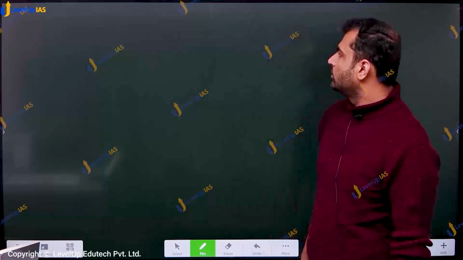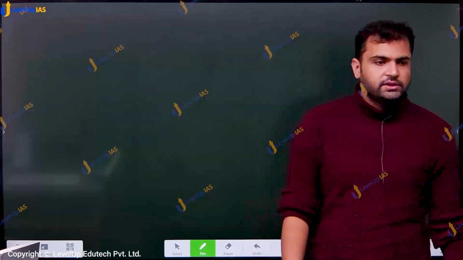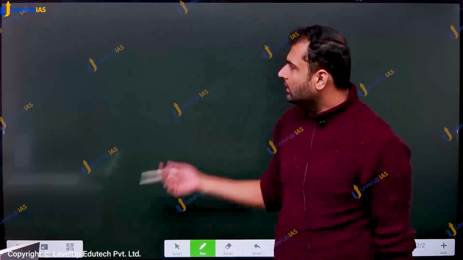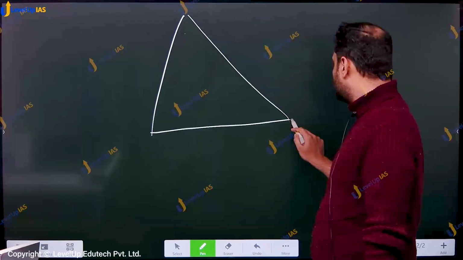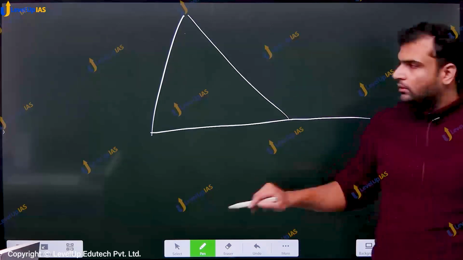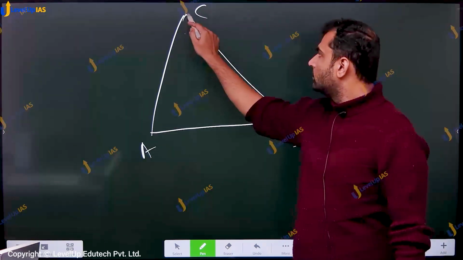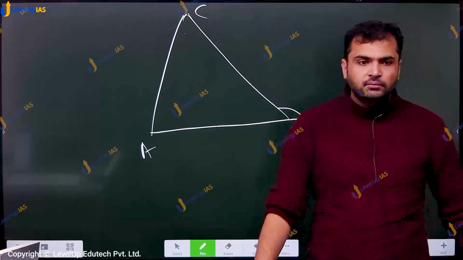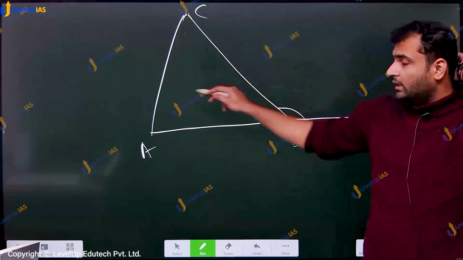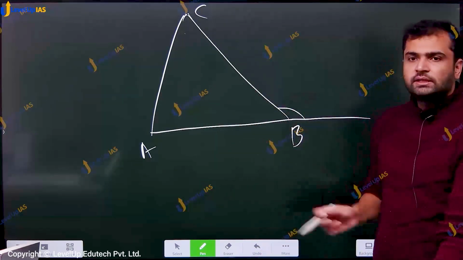The next property that we want to understand is the relation between interior angles and exterior angles. What is an exterior angle? If we have any kind of triangle ABC and I extend this line, this angle is called the exterior angle, and these are the interior angles. This is the exterior angle.